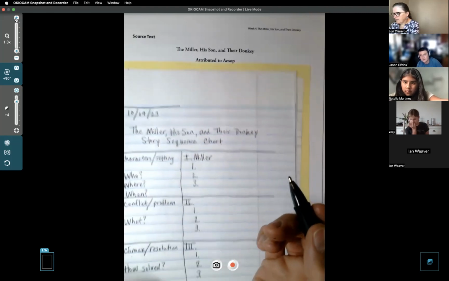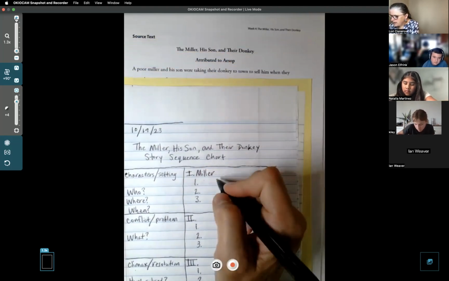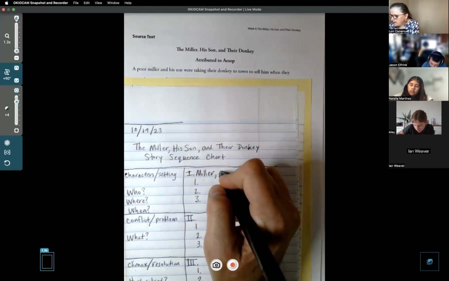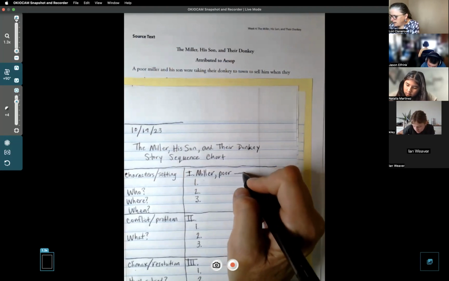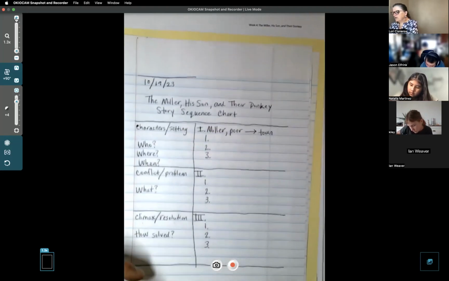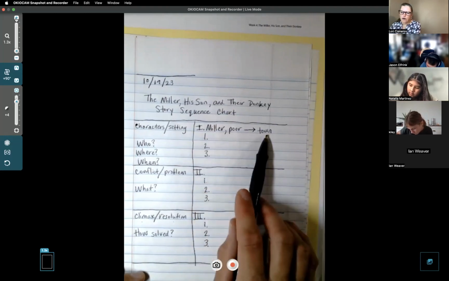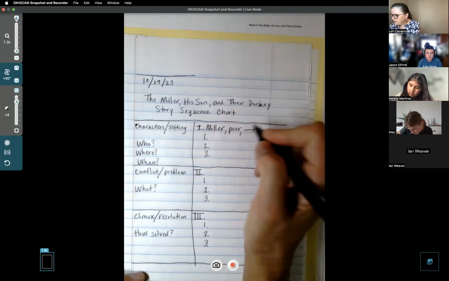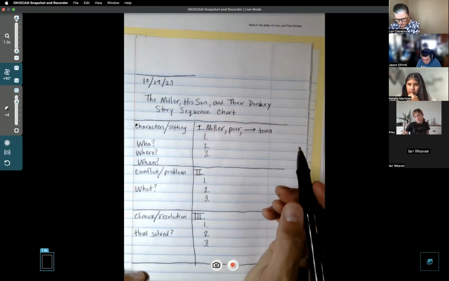Good. Okay, awesome. Because he's also poor, so let's mention that. Let's put miller, and then let's put the word poor, because that's why he's selling the donkey. And then I'm going to draw an arrow and town. So I have my 3 words here still. We're still using the same rule. So we got miller, poor, and he's traveling to town.